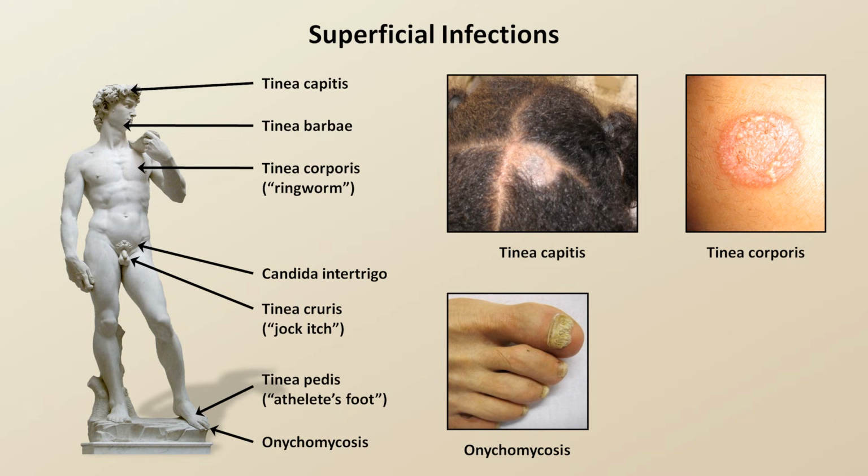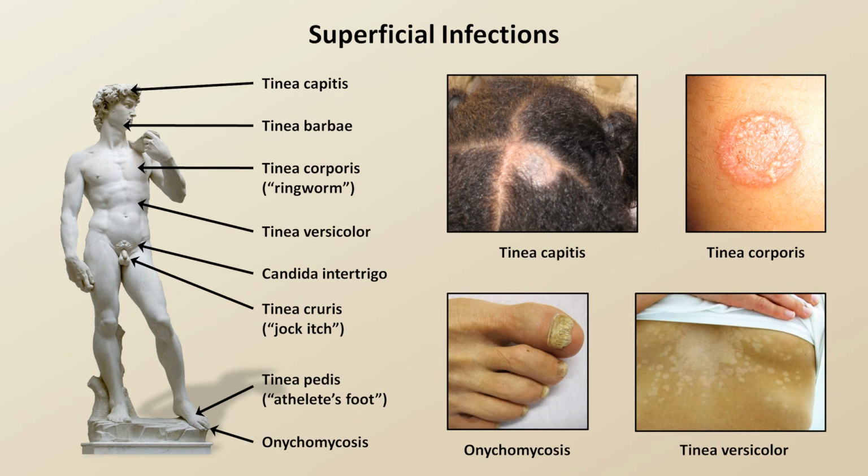And last is a distinctive infection called tinea versicolor. Despite the word tinea in its name, it's not actually caused by a dermatophyte, but rather yeast of the genus Malassezia. Tinea versicolor most commonly presents with well-demarcated macules of either hypopigmentation or hyperpigmentation located on the torso and upper arms. When numerous, they can coalesce into large patches.